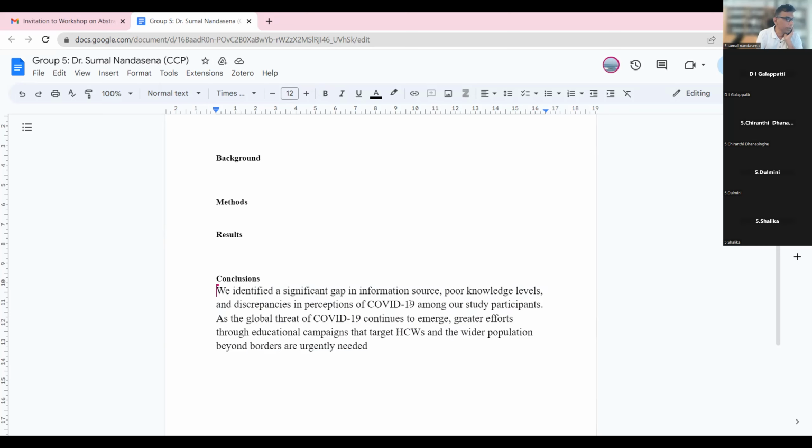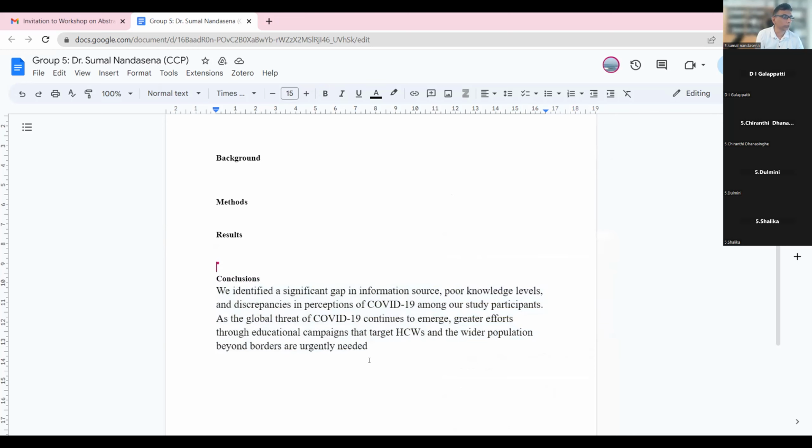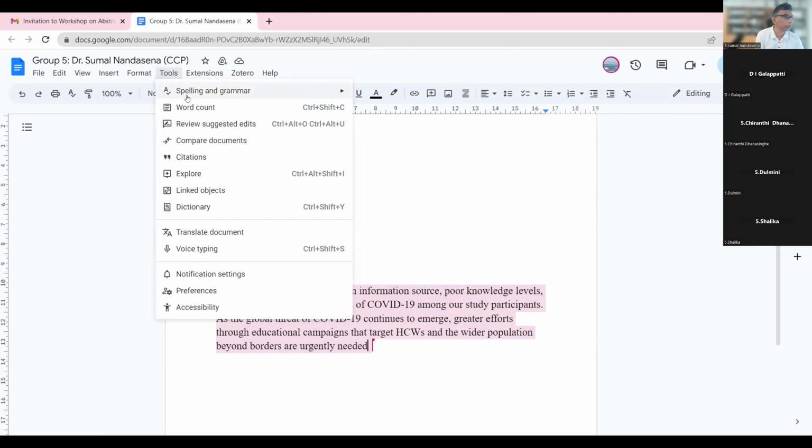So if you highlight this, can you highlight and see how many words are there? How to take the word counts? Yeah, if you highlight that component only, that will give you the number of word counts. Go to the tools. Go to the tools here. I think it's not showing for you. Tools. Go to the word count.